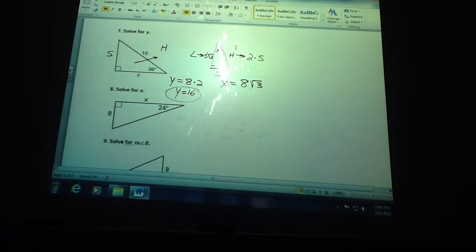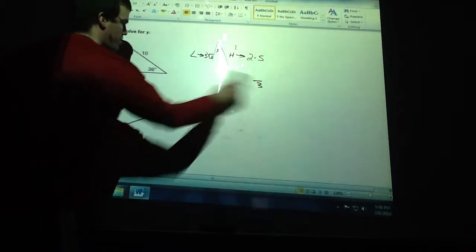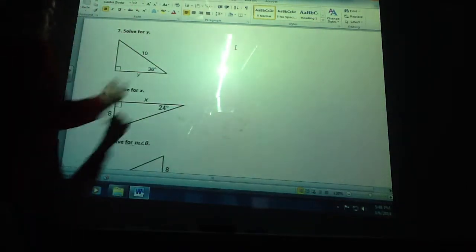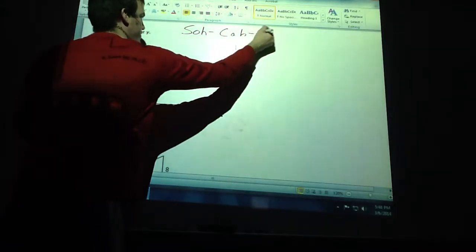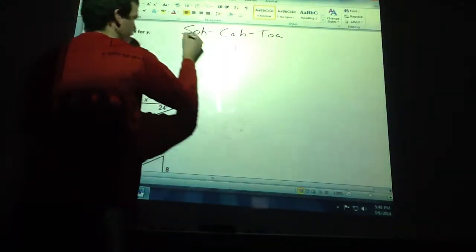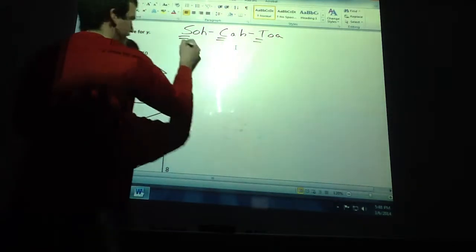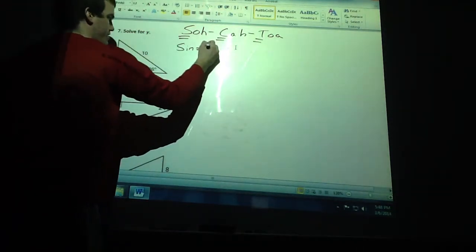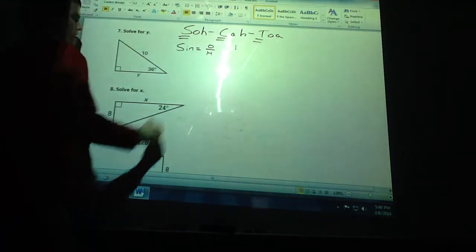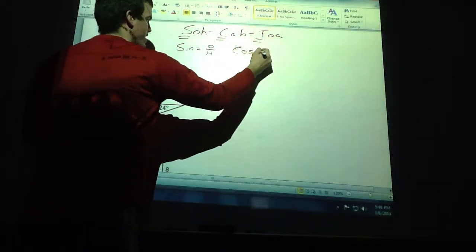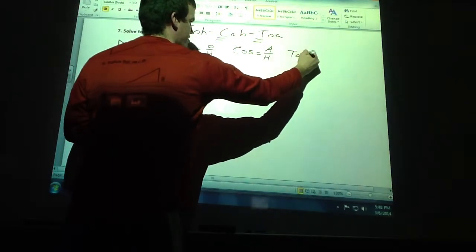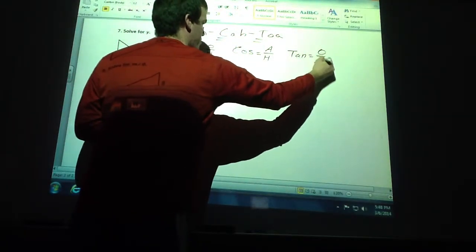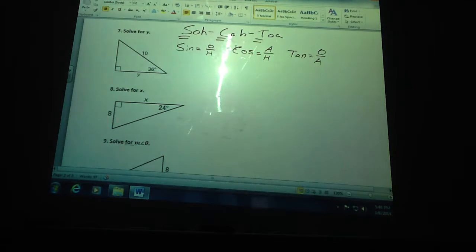All right, for problems 7, 8, and 9, we're going to use our good old trig functions again, our sine, cosine, and tangent. Remember, we have SOH CAH TOA. Sine is the SO, that's opposite over hypotenuse. Cosine is the CA, which is adjacent over hypotenuse. And last but not least, tangent is the TOA, which is opposite over adjacent.